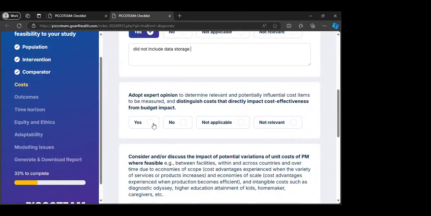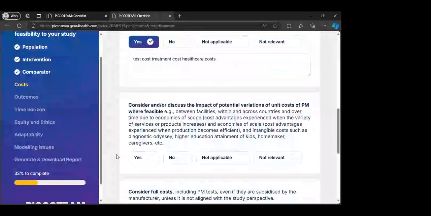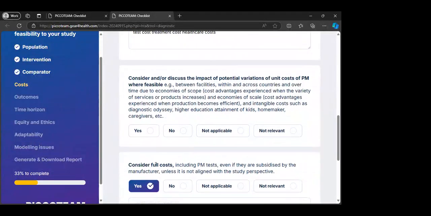And we may want to distinguish the cost that impact cost effectiveness from budget impact. For example, the budget impact can have a test cost, treatment cost, but for the cost effectiveness, we also measure the cost because of healthcare use. If you have improved health, then you will maybe reduce the healthcare costs. And for some of the studies, if you want to do the patient level simulation modeling, you may want to consider the impact of potential variation of costs, unit cost of PM. But sometimes it's simply not feasible.